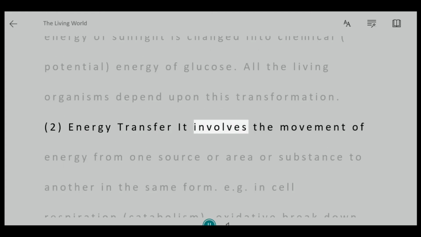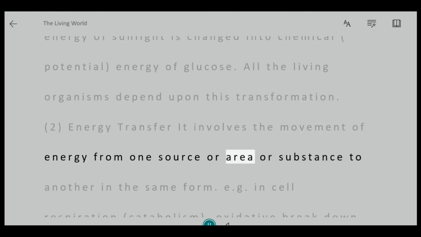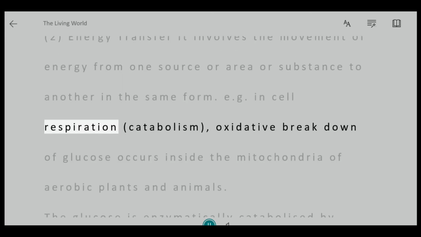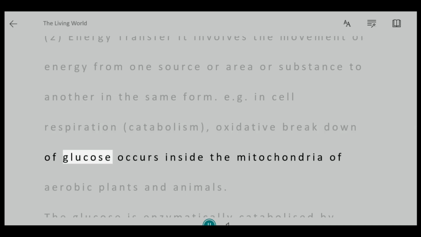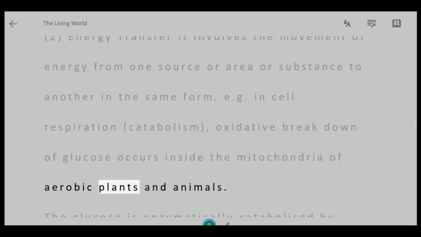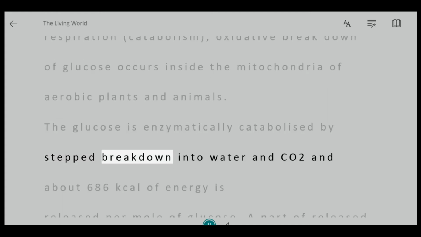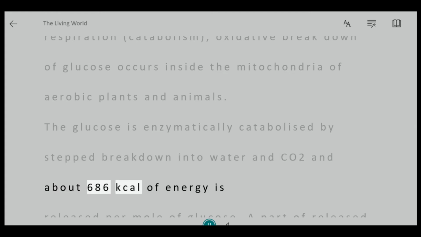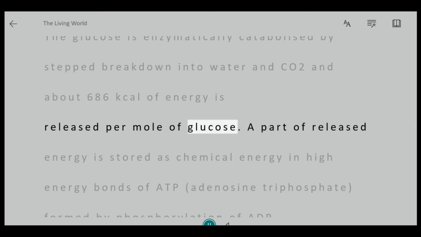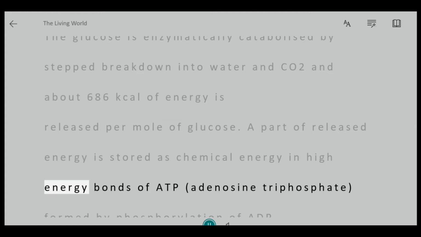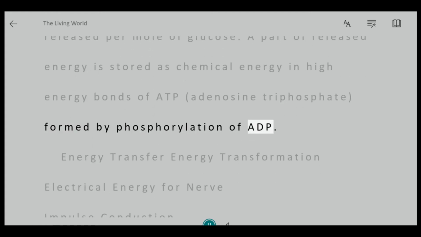2. Energy transfer. It involves the movement of energy from one source or area or substance to another in the same form. E.g. in cell respiration, catabolism, oxidative breakdown of glucose occurs inside the mitochondria of aerobic plants and animals. The glucose is enzymatically catabolized by stepped breakdown into water and CO2, and about 686 kilocalories of energy is released per mole of glucose. A part of released energy is stored as chemical energy in high energy bonds of ATP, adenosine triphosphate, formed by phosphorylation of ADP.